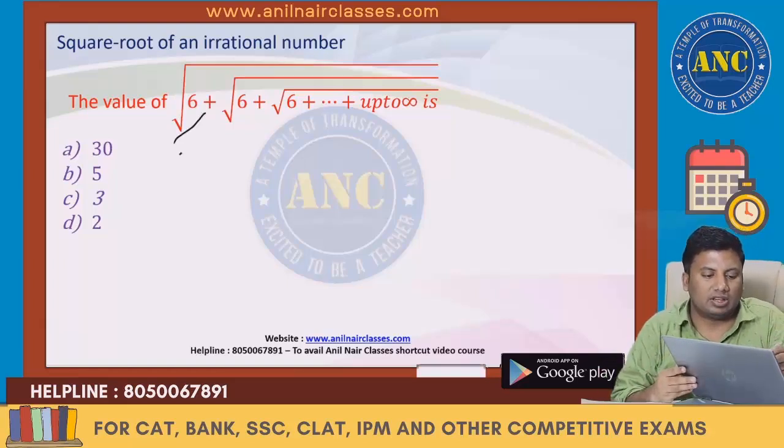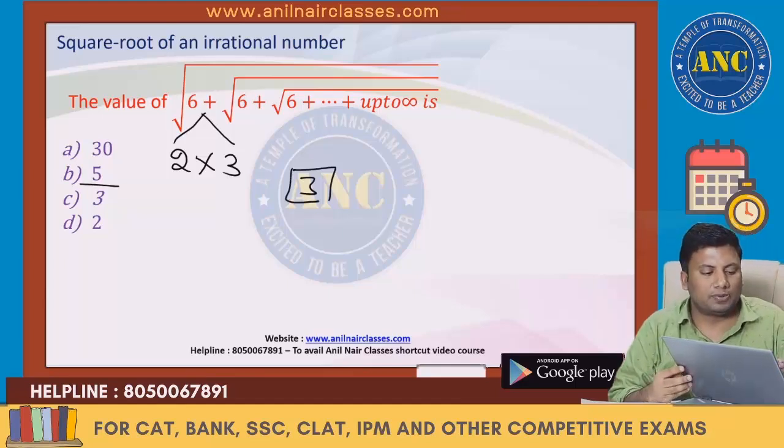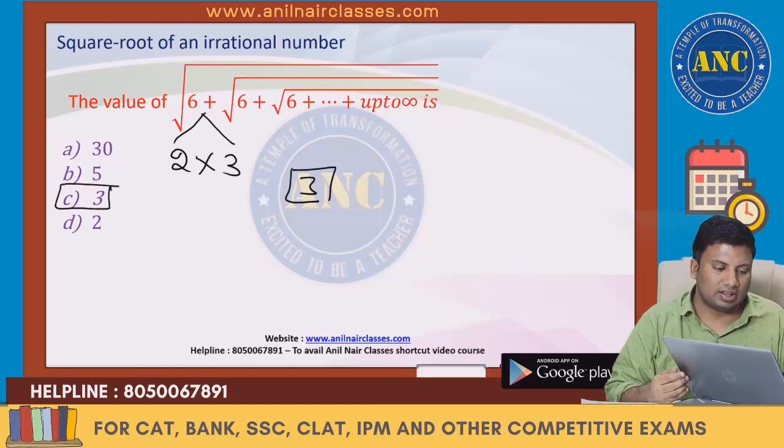√(6 + √(6+...)). This is nothing but 2 × 3. The answer is nothing but 3. The option is nothing but 3. I hope it is clear. The answer is nothing but 3.